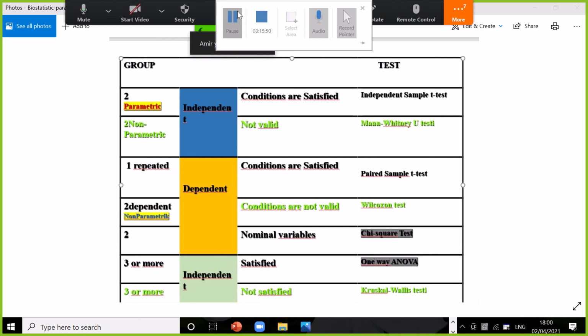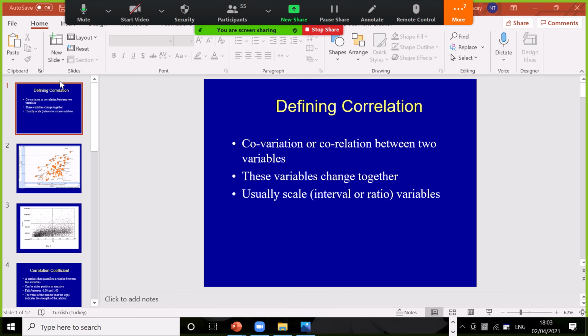Yes. Here, let us start with the correlation. Let us have a revision about the correlation topic.